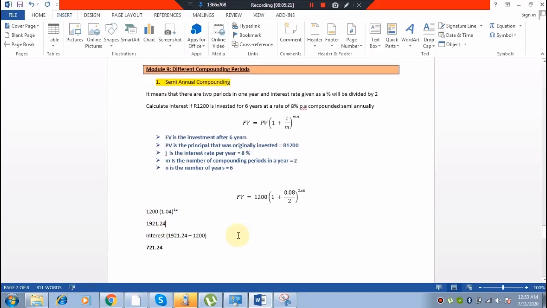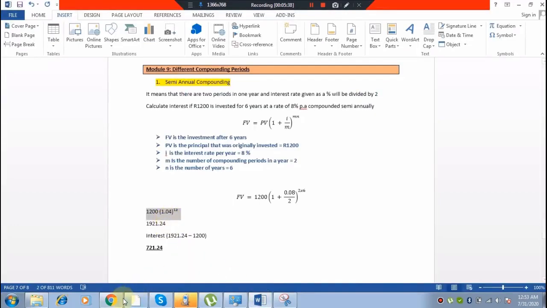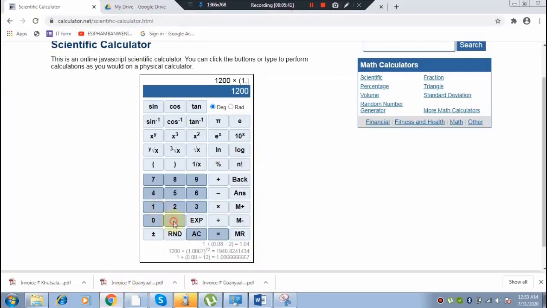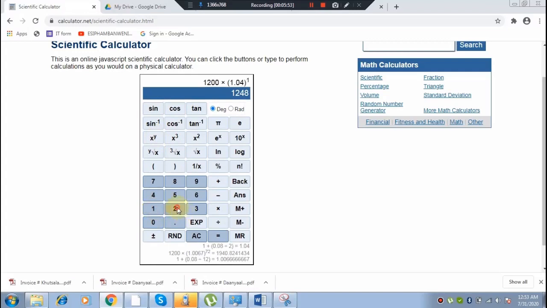19.1. And again, how do I punch these numbers into a calculator? Simple and straightforward, guys. Don't be shy. You clear the screen, type 1200, open brackets, inside the brackets 1.04, close the brackets. It's to the power of what? To the power of 12. You select the power key that allows you to punch that in. And there you have it, folks. There is your answer.